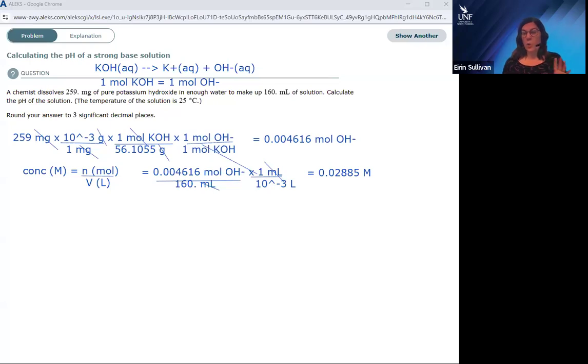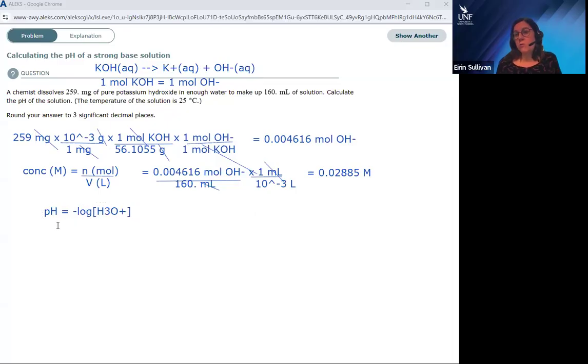So that is stuff that you already know how to do. The new stuff from Gen Chem 2 then is how to calculate pH. So pH is minus log of the concentration of hydronium. And we don't have the concentration of hydronium. We have the concentration of hydroxide.